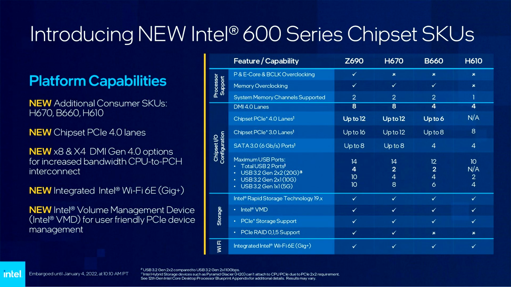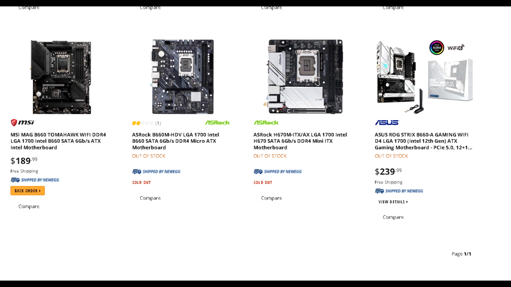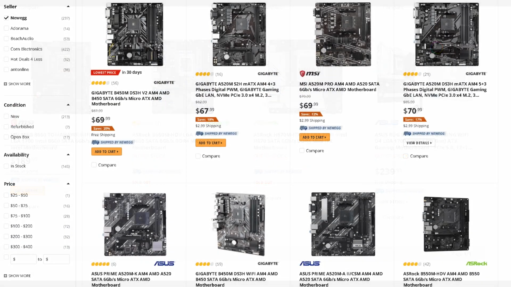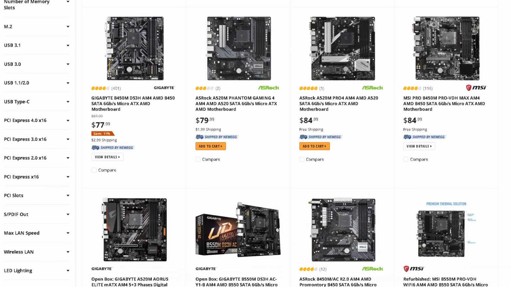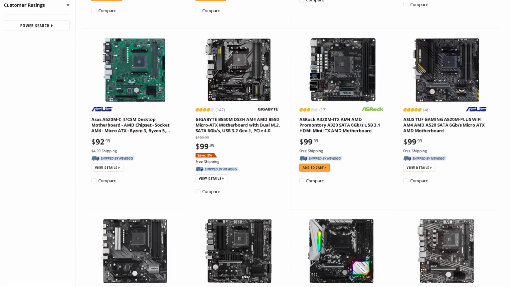The problem is that there aren't a whole lot of options available for those chipsets right now, and for the ones that are in stock, they're overpriced. Whereas for AMD, there are plenty of cost-effective B550 motherboards and B450 motherboards. Keep in mind, B550 motherboards do also have more overclocking features available too.